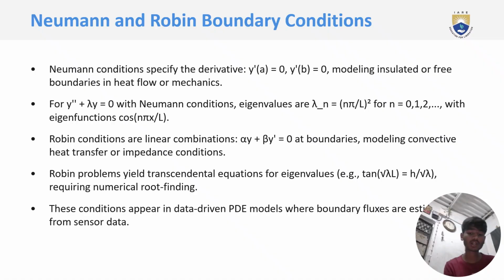Robin conditions are linear combinations alpha y plus beta y prime equal to 0 at the boundaries, modeling convective heat transfer or impedance conditions. Robin problems yield transcendental equations for eigenvalues, such as tan of root lambda equal to h by root lambda, requiring numerical root finding. These conditions appear in data-driven partial differential equation models, such as boundary flux estimation from sensor data.